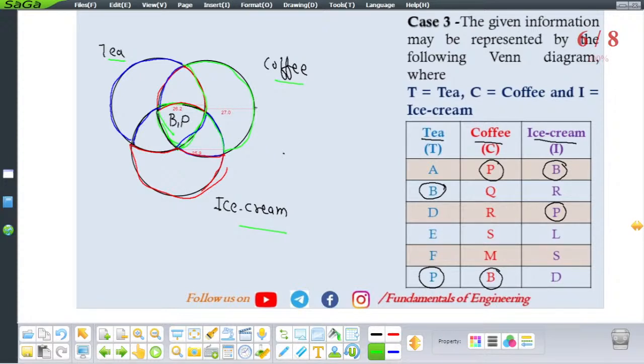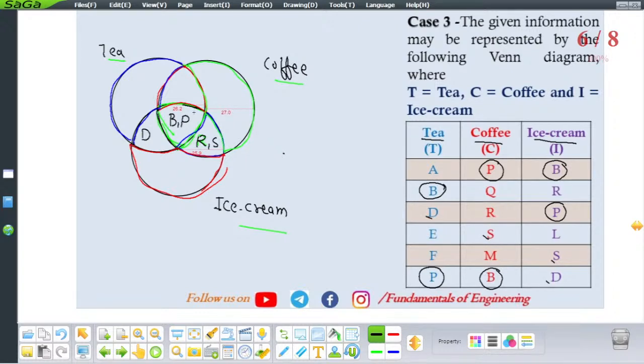M is not there. Now the persons who like to drink tea and taste ice cream but not coffee. So this is the area. Among tea and ice cream we have to check out. A is there? No. D is there? Yes, D is there. In between these two, D is there. So we have to write down here D, common between tea and ice cream, but they don't like the coffee. Now E is not there, F is not there, right?